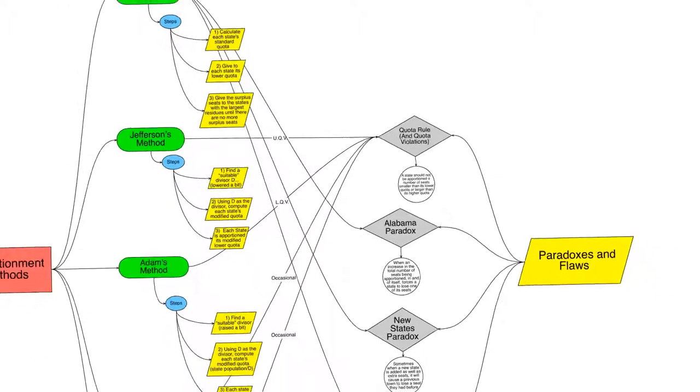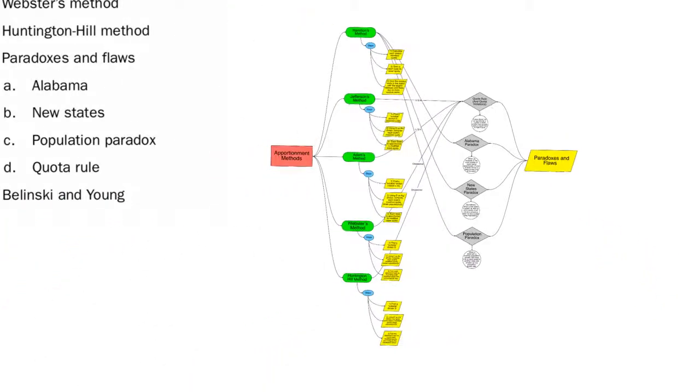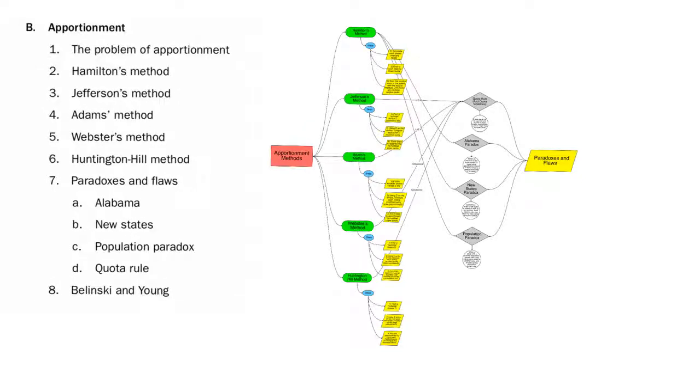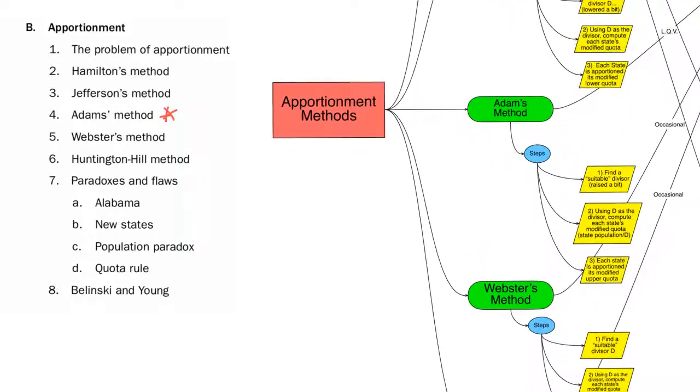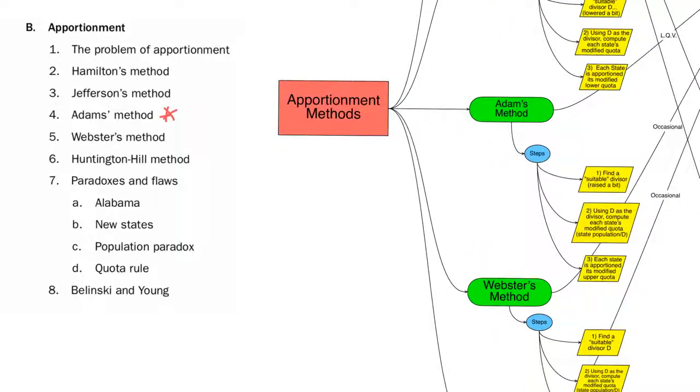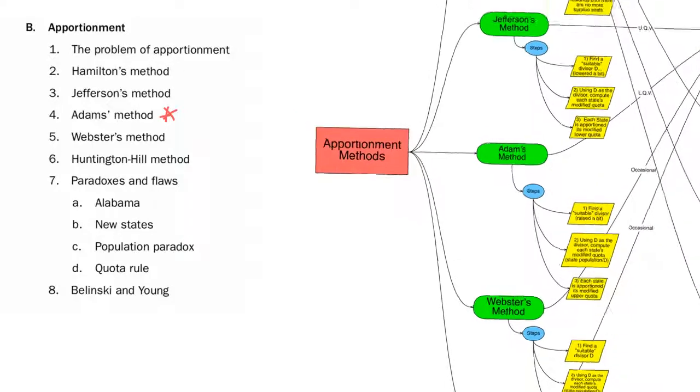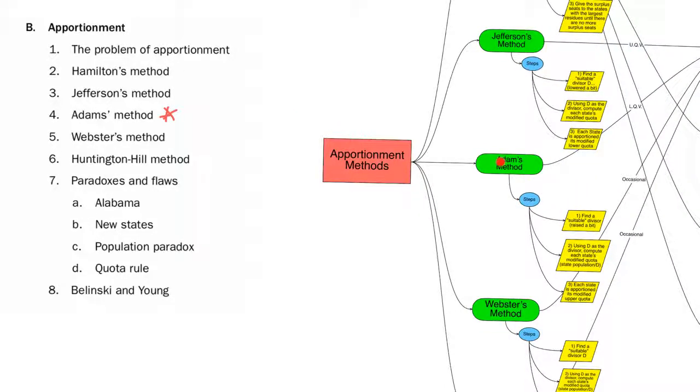Okay, so moving on to the Adams method next. So let's put an asterisk near the Adams method, and let's analyze that. So according to the flowchart, the Adams method is as follows. You're going to want to find a suitable divisor, this time raised a bit. So take note of the difference between the Adams method and the Jefferson's method. With the Jefferson's method, you found a suitable divisor that was lowered a bit. With the Adams method, you find a suitable divisor that is raised a bit.